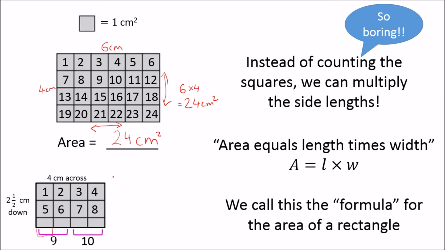So now that we've got this formula of area equals length times width, we can do 4 times 2.5. And this gets us straight to 10, meaning we can straight away say our area is 10 centimetres squared, 2 dimensions, without having to count up the squares.